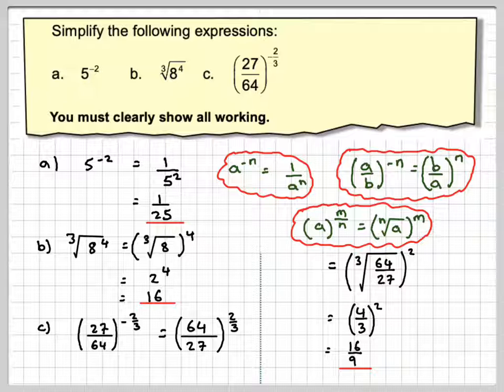So this has been a video to show you how to use the rules of indices with numbers. I hope you've understood, and I thank you very much for watching.